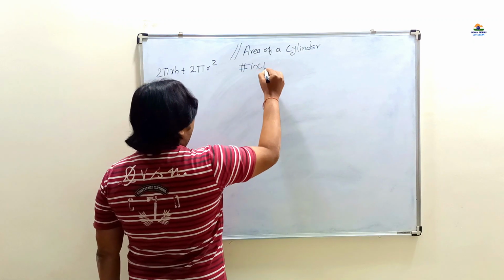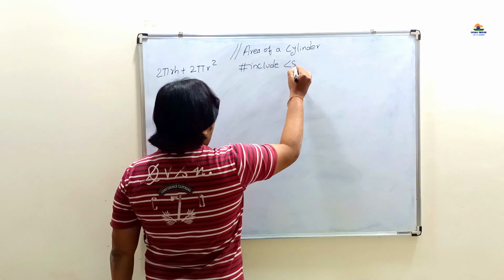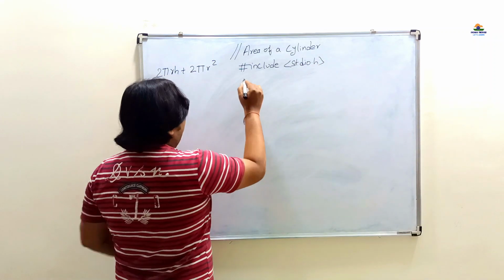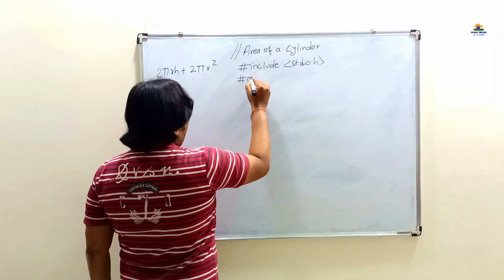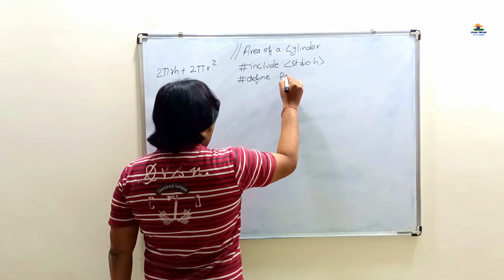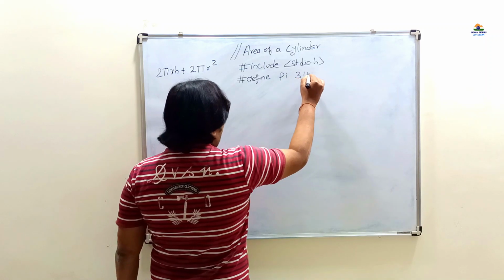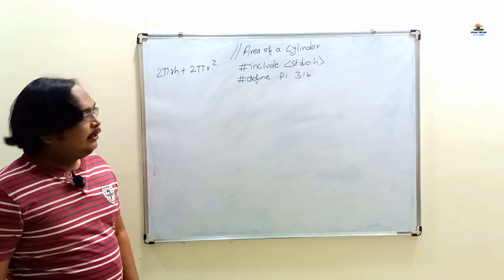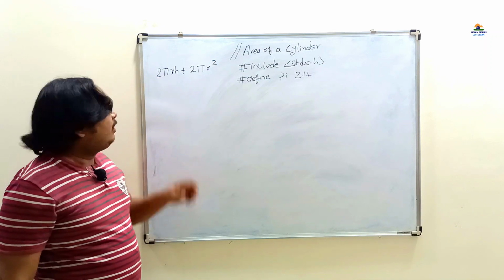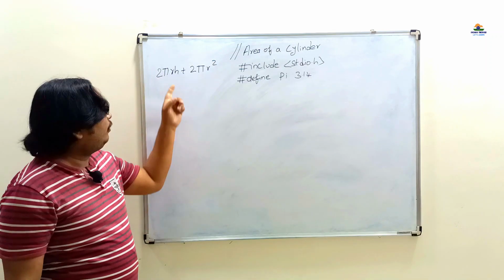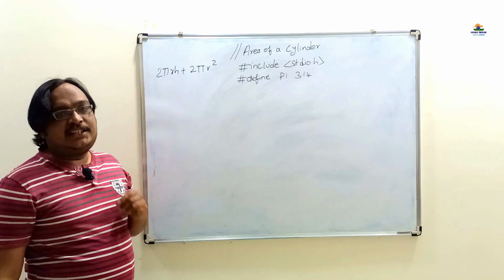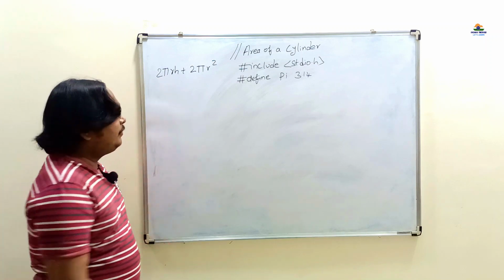The next one is #include <stdio.h>. Since I am using pi, #define PI 3.14. 2 is a number, so directly we can write the digit 2. Pi we already have. Here we have an extra one called h. H stands for height, so I took h.